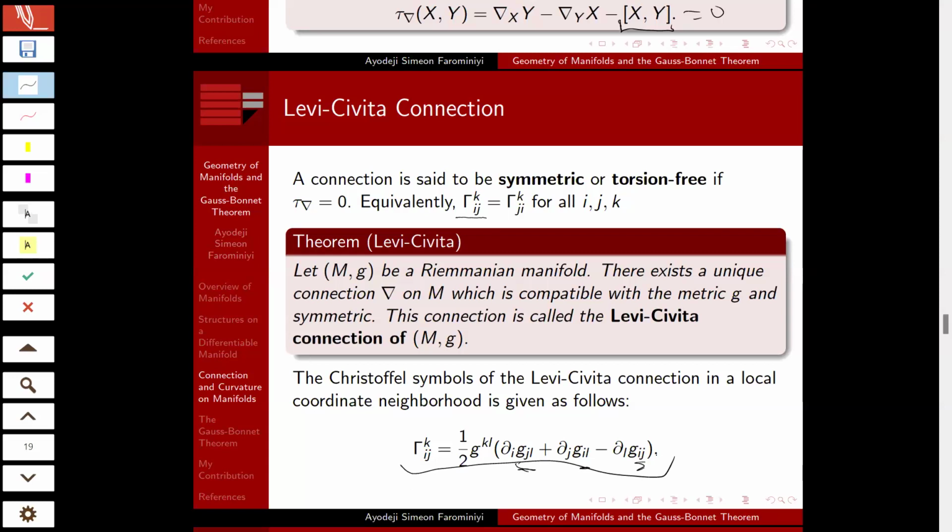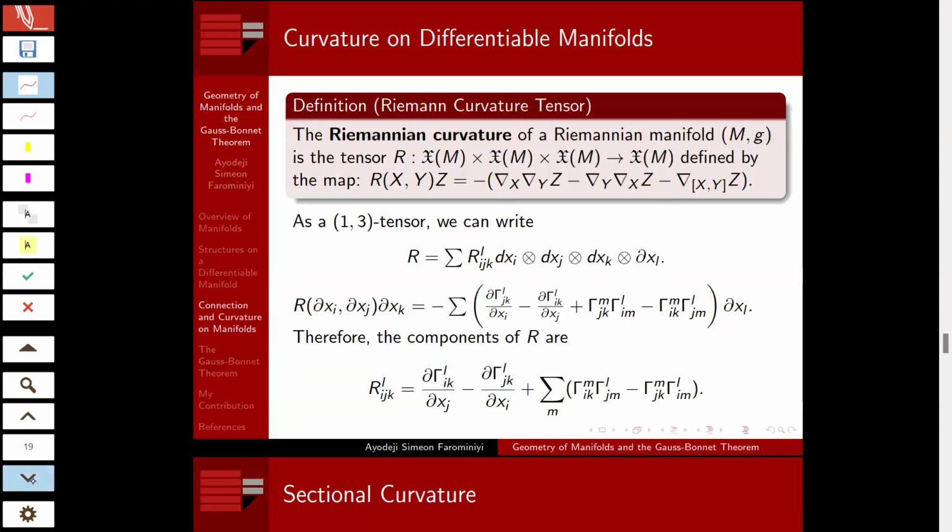Now, finally, we can talk about the curvature on differentiable manifolds. So the curvature tensor captures some geometric properties of the Riemannian manifold, the intrinsic geometric properties. So it measures how the manifold deviates from being flat or Euclidean. Formally speaking, the Riemannian curvature of a Riemannian manifold is the tensor that takes in three vector fields and is defined as follows, this map. So it is actually a (1,3) tensor, takes in three vector fields and produces one vector field. And we can write this as follows in local coordinates.